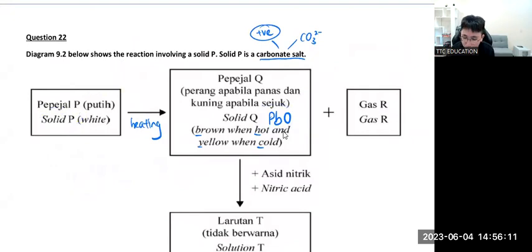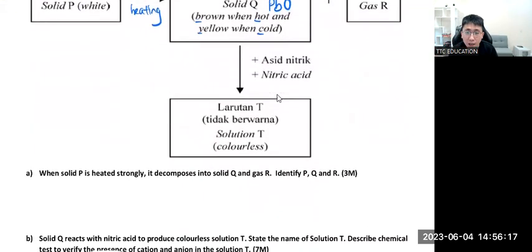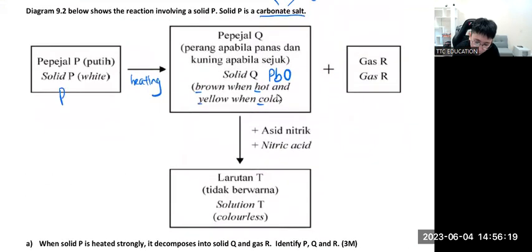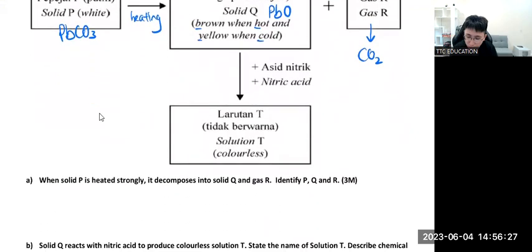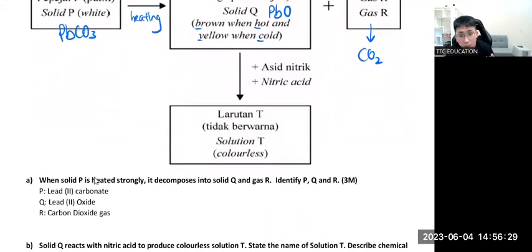So from here, your P definitely has Pb2+. So what is P? P is actually your PbCO3. Then if I heat a carbonate, I always get carbon dioxide gas. So P, Q, R is 3 marks: P is lead carbonate, Q is lead oxide, R is carbon dioxide.